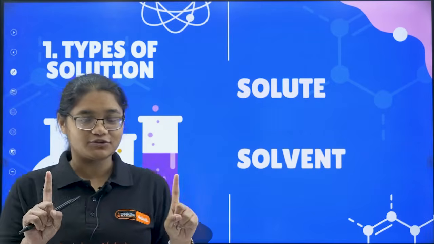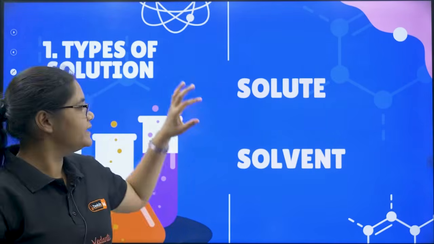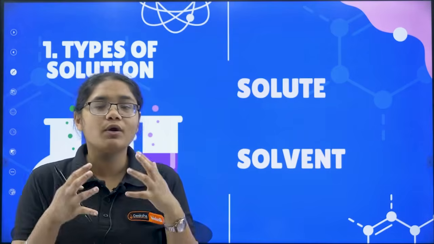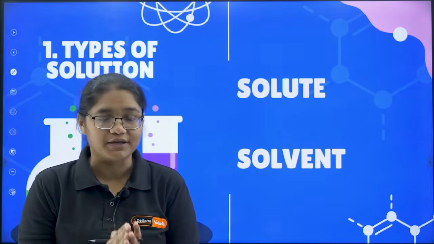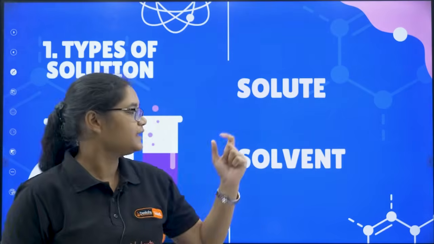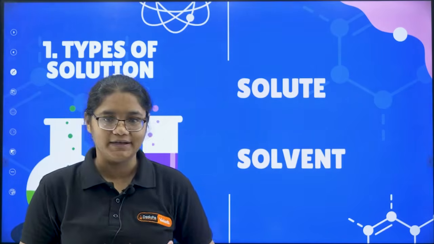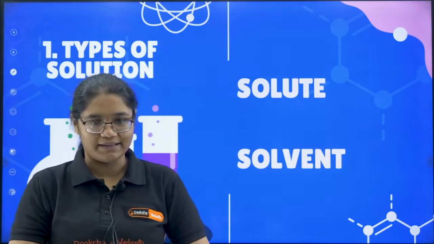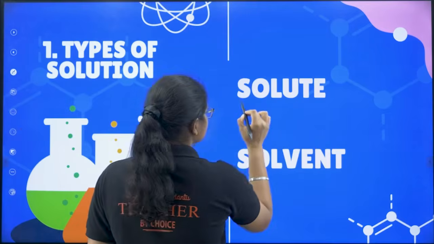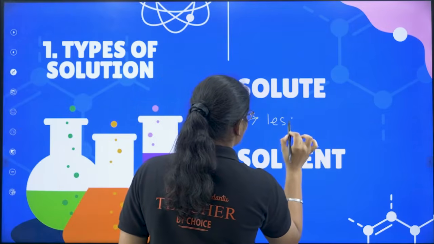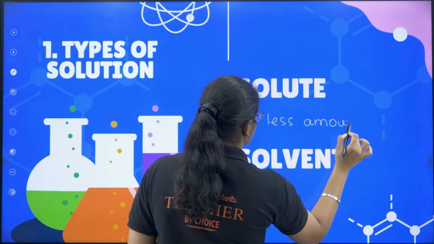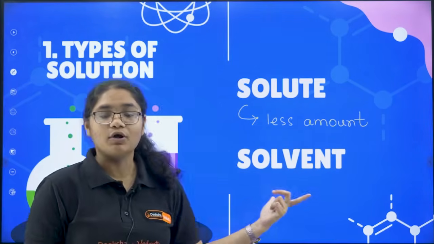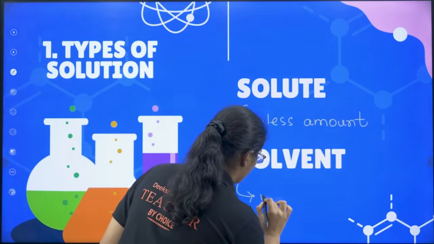Now let's go to the first topic, that is types of solution. Before understanding what is a solution, let us talk about what a solution is made up of. A solution is basically made up of 2 things: one is your solute and the other one is solvent. Now when there is a solute and solvent, ma'am, how to distinguish between them? This is a very easy way to distinguish. Solute is something which is present in less amount. And solvent is something which is present in more amount.